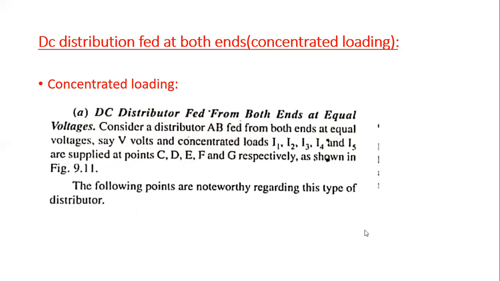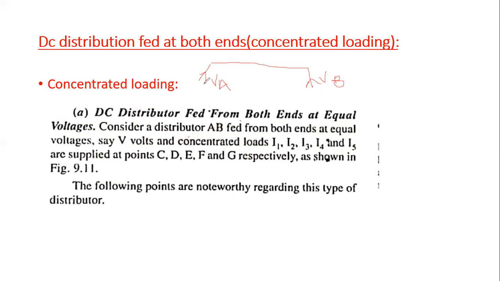In the concentrated loadings, we have two parts. Why? Because this is the DC distribution fed at both ends, that means we are giving the inputs at both ends. This is the DC distributor, fed at two ends, at point A and point B. This is VA and this is VB.